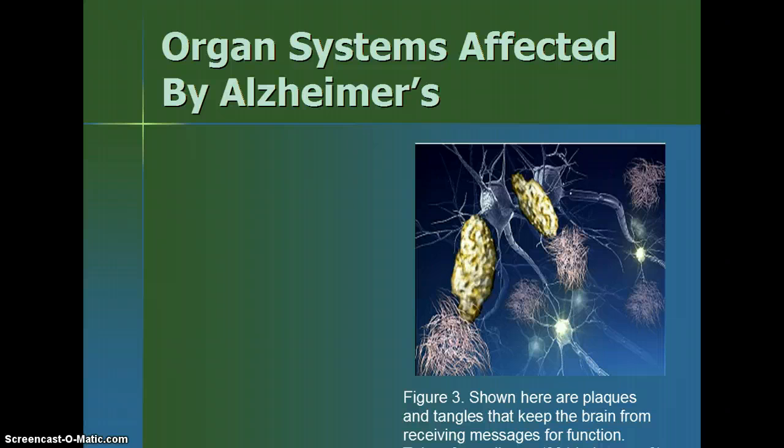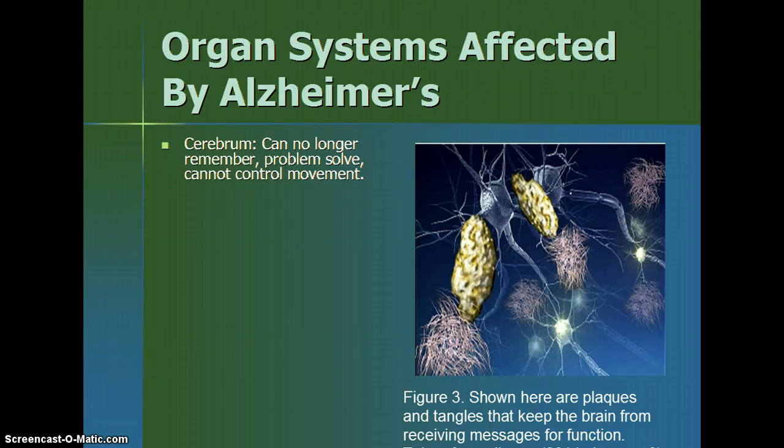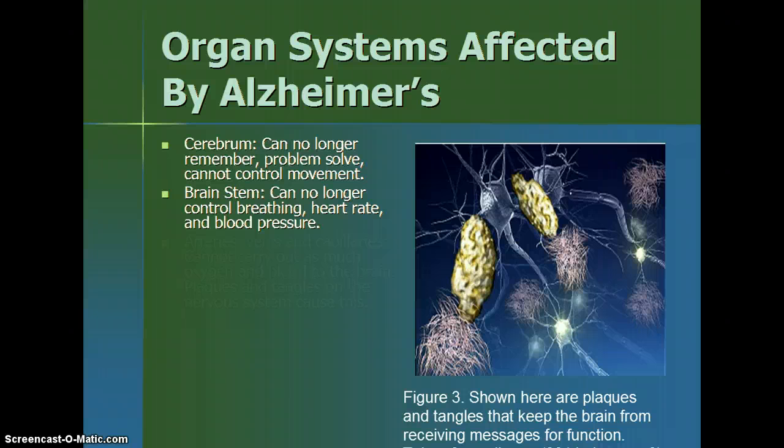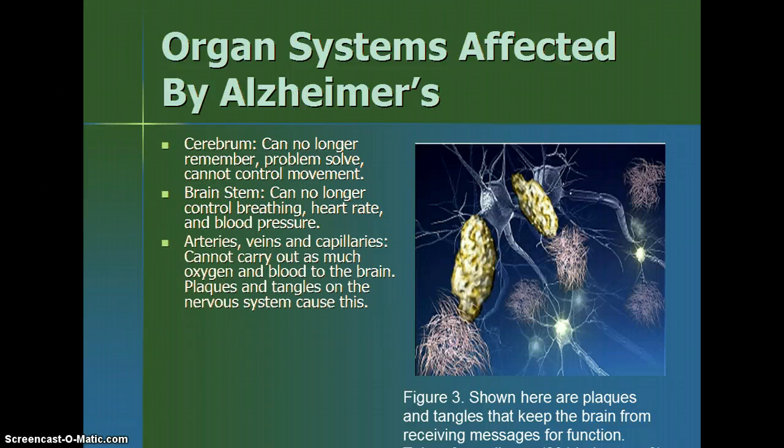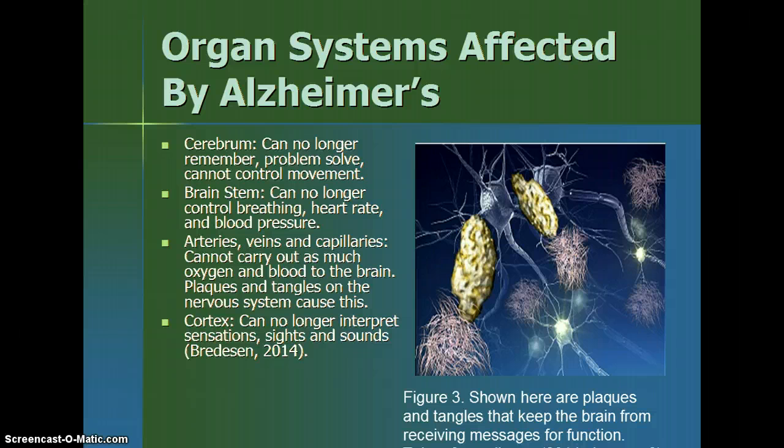Organ systems affected by Alzheimer's are the cerebrum. It can no longer remember, problem solve, and cannot control movement of the body. The brainstem can no longer control breathing, heart rate, and blood pressure. Arteries, veins, and capillaries cannot carry as much oxygen and blood to the brain. Plaques and tangles on the nervous system can cause this. The cortex can no longer interpret sensations, sights, or sounds.